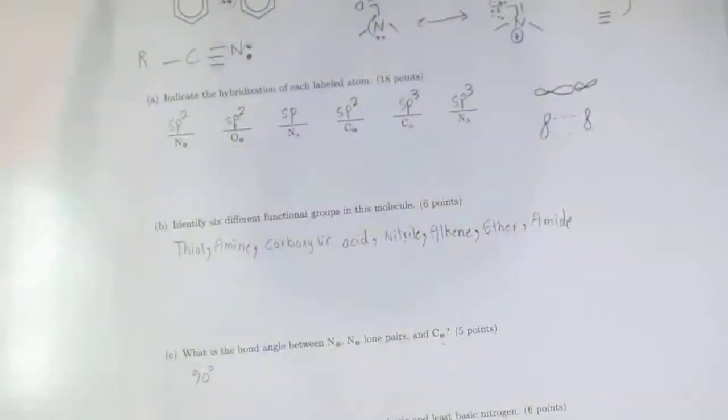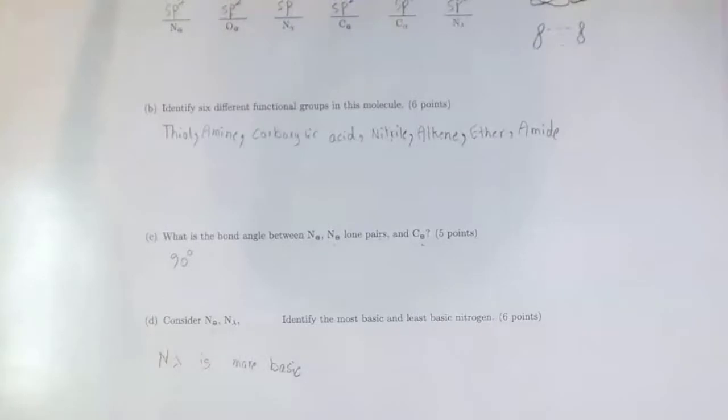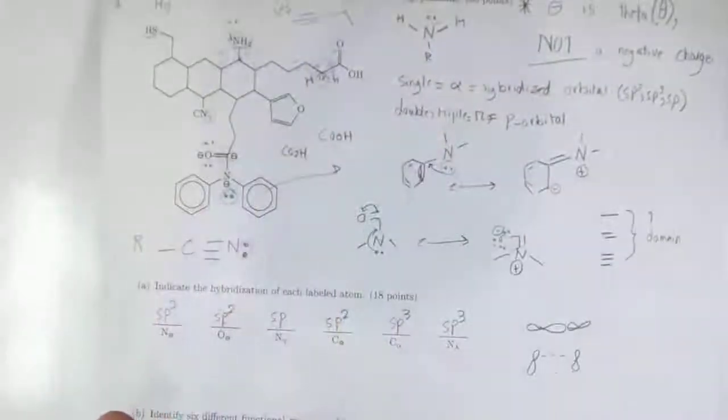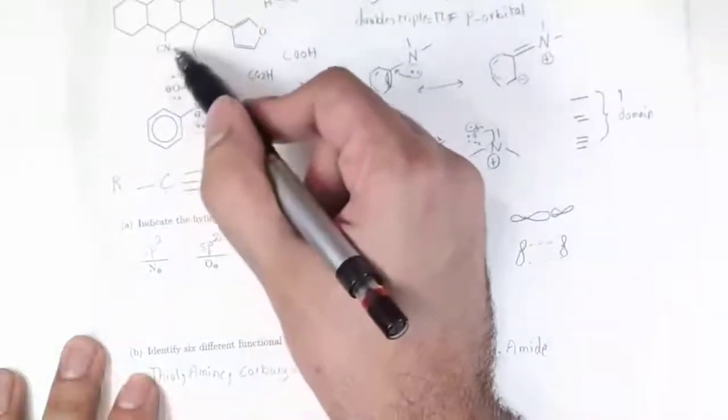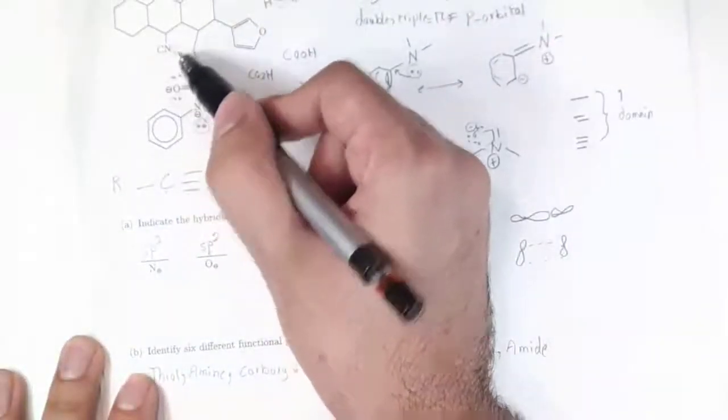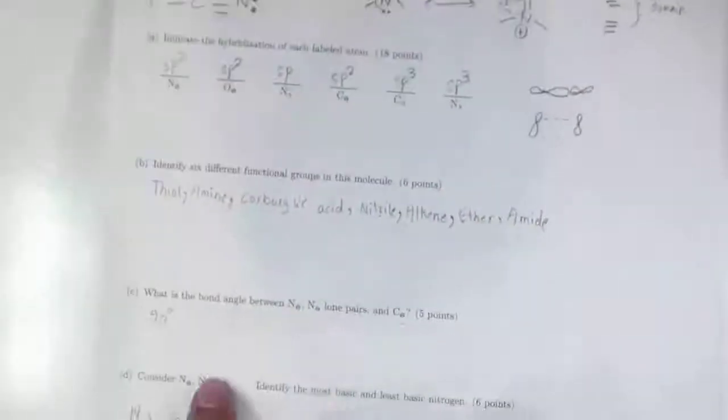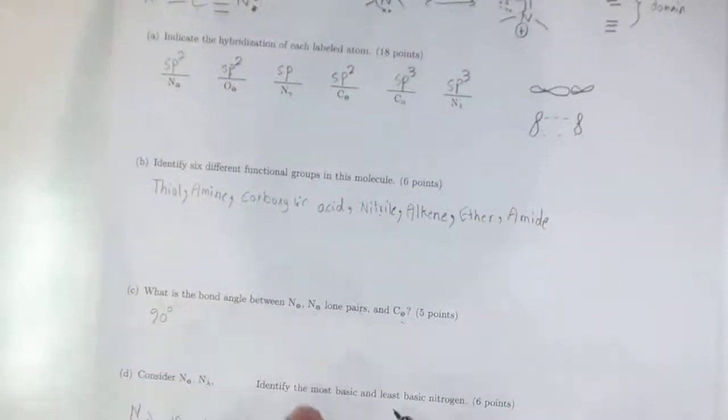Any questions on this entire question I did? Part A, B, C, D, anything? For D, yes, N lambda is going to be more basic. Oh, so we were comparing just two nitrogens, basically. Yeah, I was asking between two nitrogens. This was supposed to be three nitrogens, but I thought it would be unfair to ask you to determine basicity between this one and this one. So I just erased this one and asked which of these two nitrogens should be more basic. That's all.